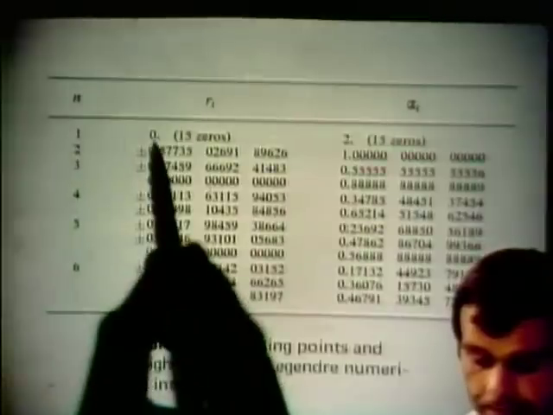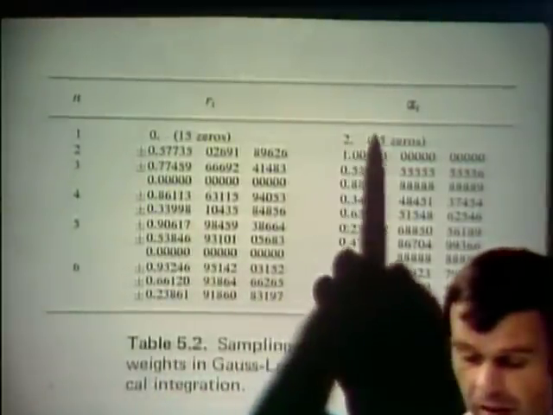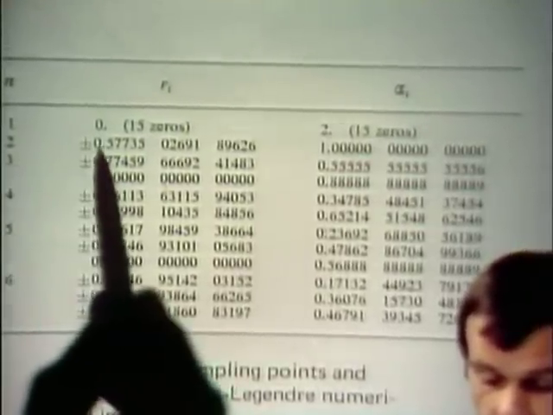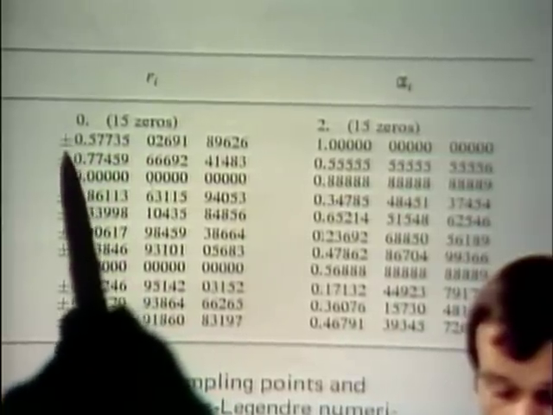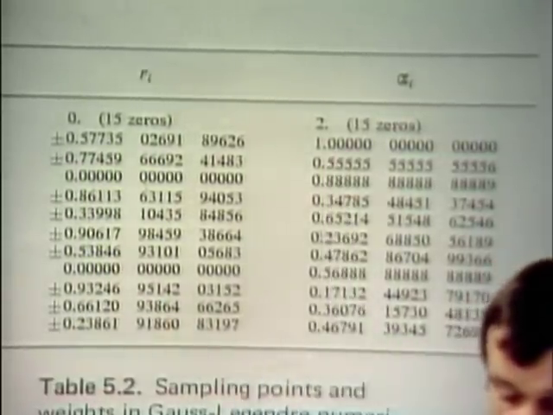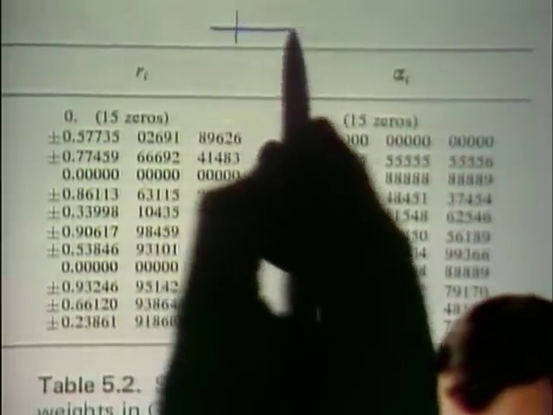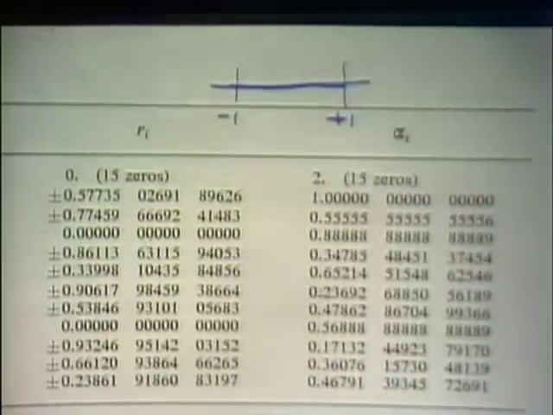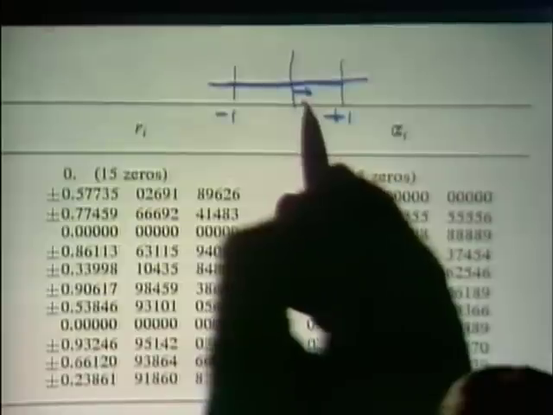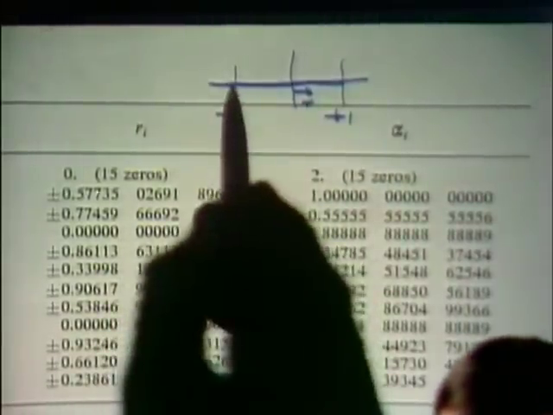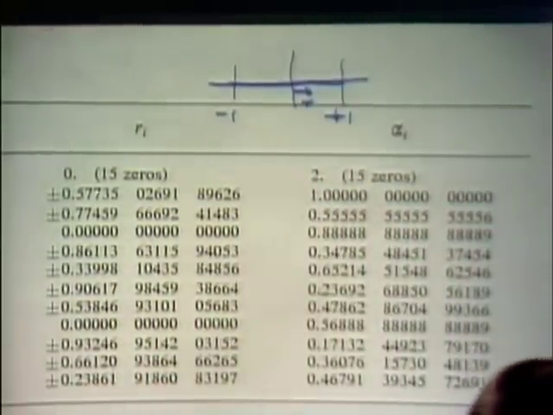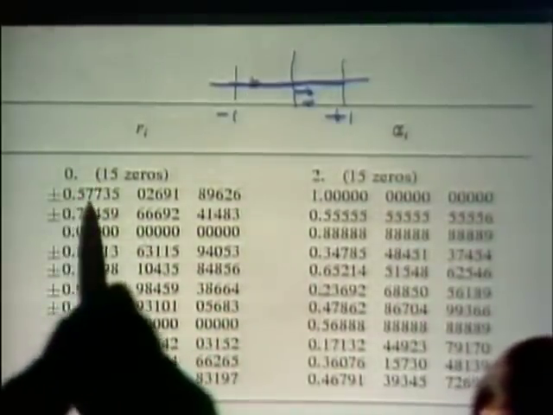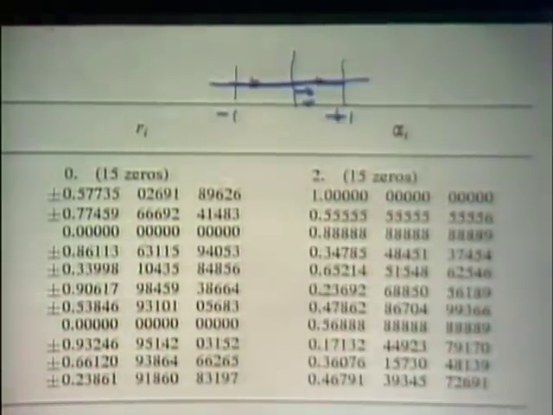When n is equal to 1, well, we only use the midpoint, and the alpha value is 2. When n is equal to 2, in other words, we are talking about 2-point integration, then Ri is equal to plus minus 0.577 and alpha is 1. In this particular case, we are using the fact that we want to integrate from minus 1 to plus 1. In other words, our r here is this coordinate here, and we are integrating from minus 1 to plus 1. So in 2-point integration, we are using a point here, which is minus 0.577, and another point here, which is plus 0.577.